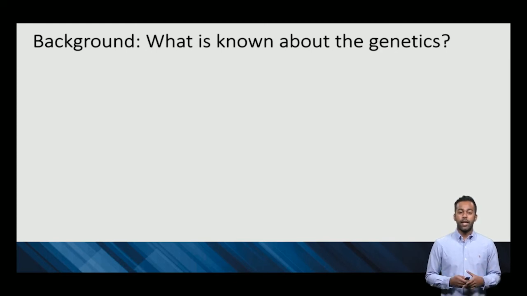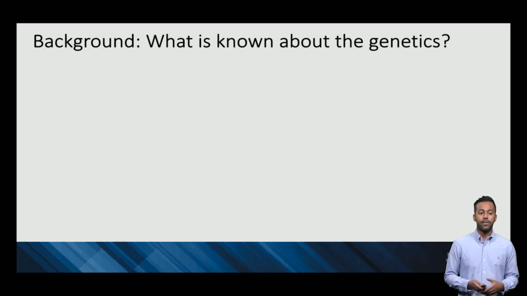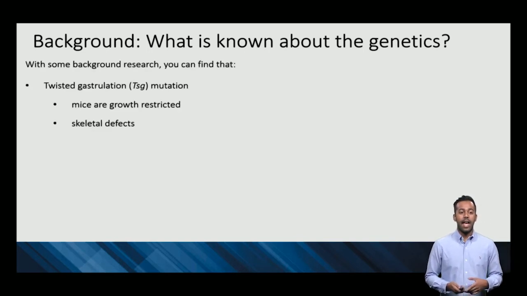So what's known about the genetics? I've done some more research, so I've had a little look at some review articles looking at the genes that could be involved in serenomelia. And I found that there's perhaps 2 candidate genes. So the first could be twisted gastrulation gene.